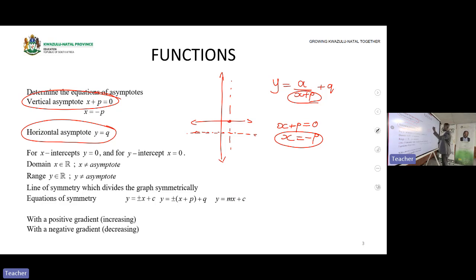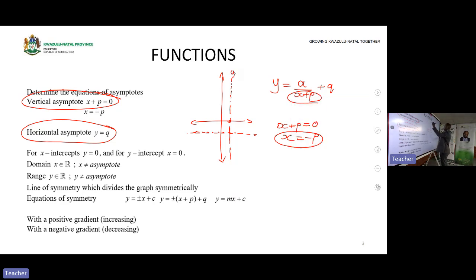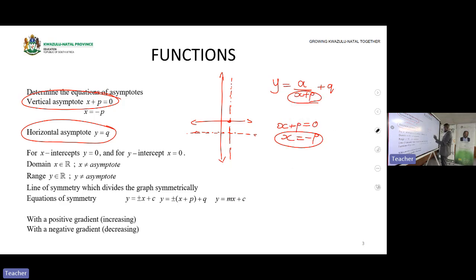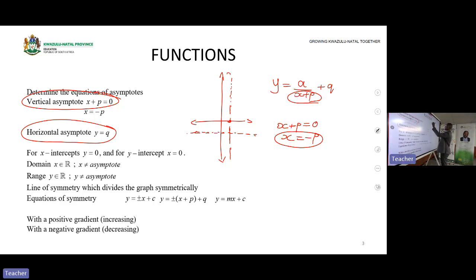It is the line which will be drawn in the form of a dotted line to indicate it. Then you must also indicate this line as your vertical asymptote, which will be x equals a particular value. So if this is positive 1, then the asymptote will be written as x equals positive 1. So it's important to take note of that.